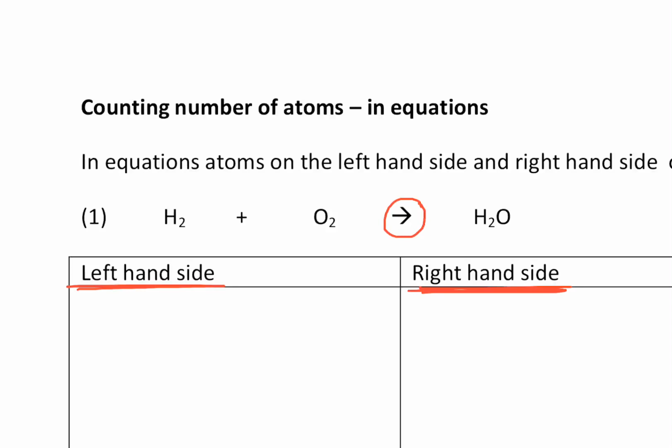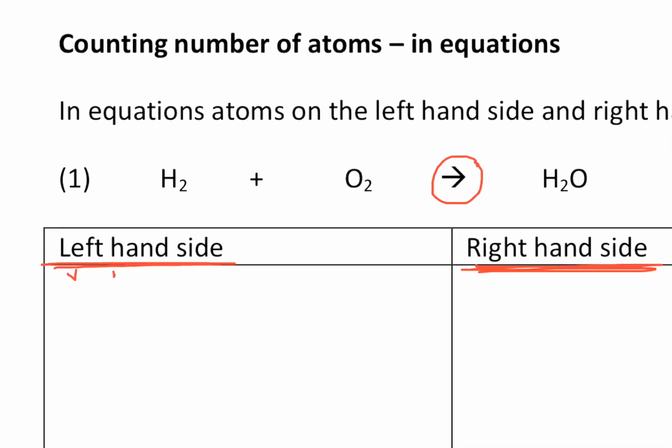Our aim in balancing an equation is to make the number of atoms on the left-hand side equal to the number of atoms of that same element on the right-hand side. For example, here it would mean that the number of H on the left-hand side should be equal to the number of H on the right-hand side, and the number of O atoms on the left-hand side should be equal to the number of O atoms on the right-hand side. So this is what we do during balancing of an equation.